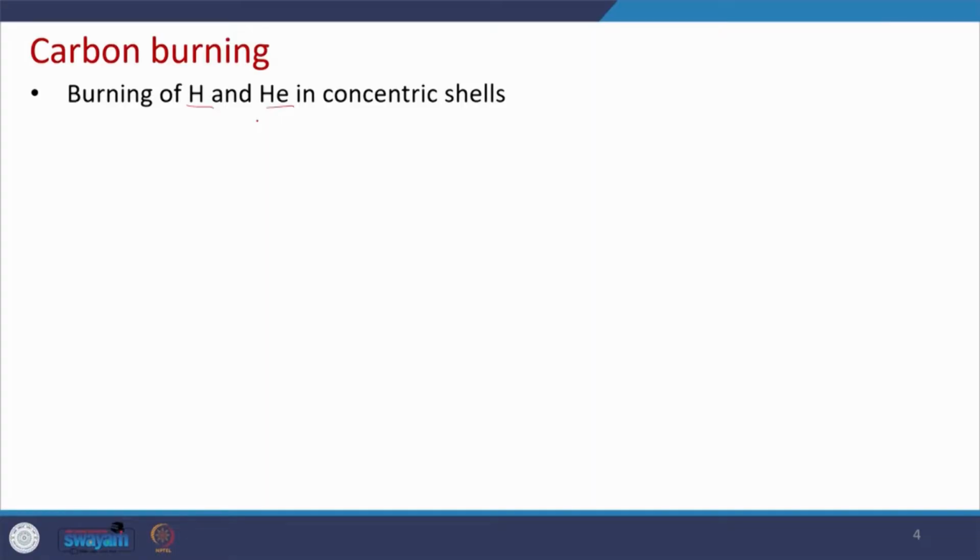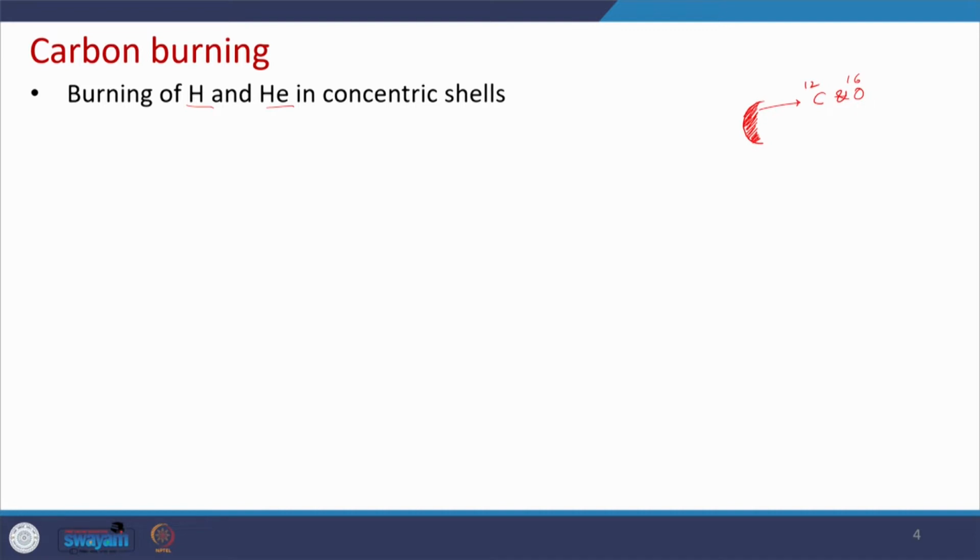You see, when the burning of hydrogen and helium is over, what will happen? You can imagine some kind of, I am drawing the cross sectional view of this star evolution. This can be considered as carbon and then oxygen, right. Carbon and then oxygen, they are occurring within the core of the star. Where have this carbon and oxygen come from?